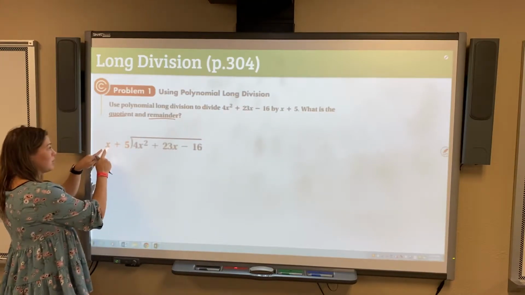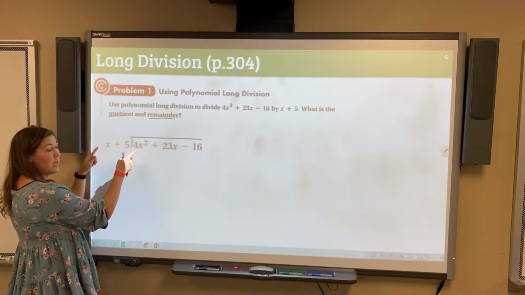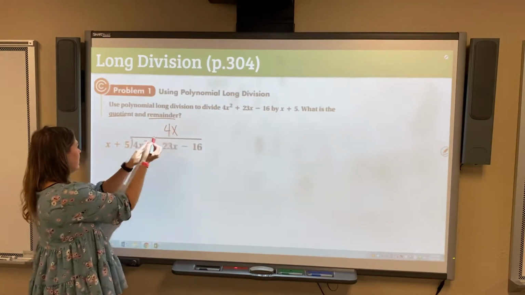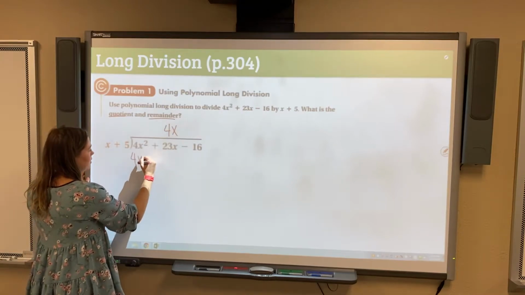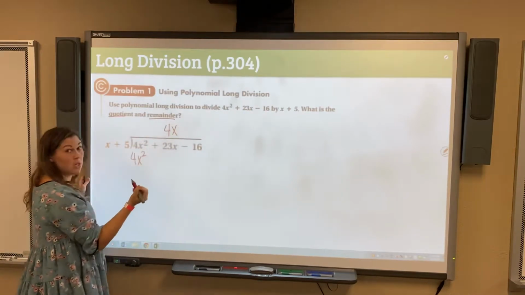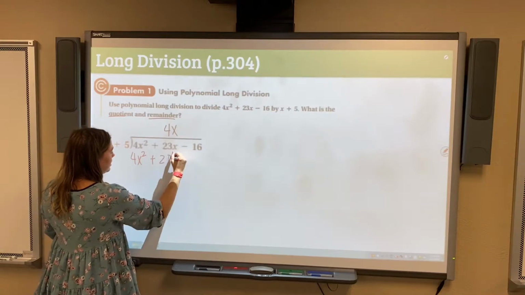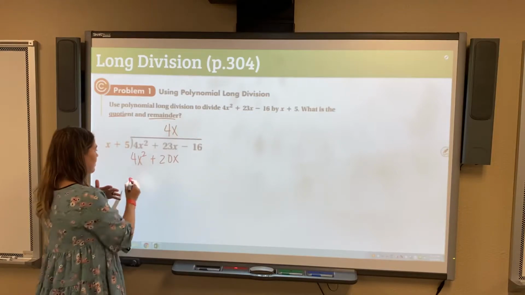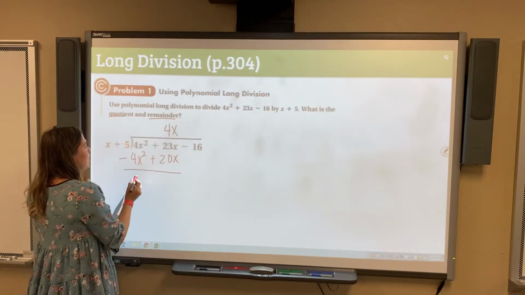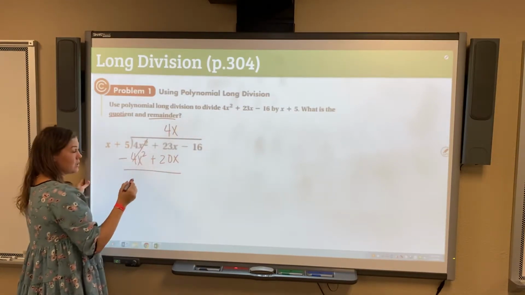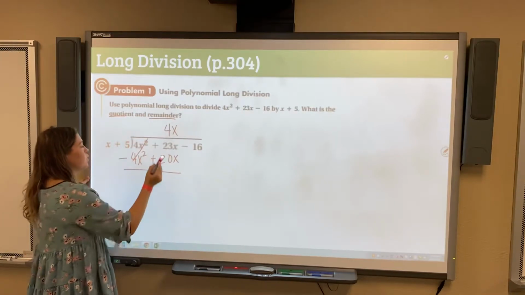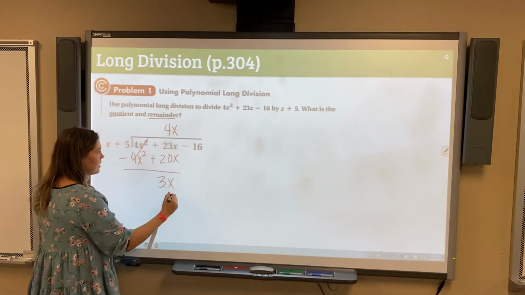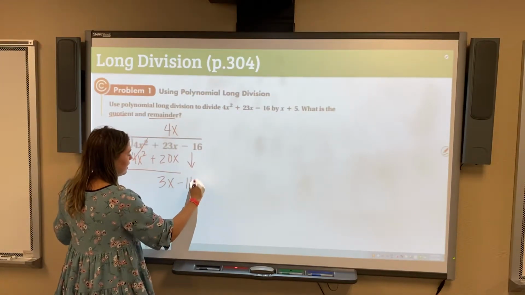So what do we need to multiply times x to get 4x squared? Well, that would be 4x. So 4x times x would be 4x squared. 4x times 5 would be 20x, so plus 20x. If you notice our terms are lining up, and they should. If not, then we're messing up somewhere. Okay, 4x squared minus 4x squared cancels. Again, if it doesn't, go back. 23x minus 20x would be 3x, and now we bring down our minus 16.